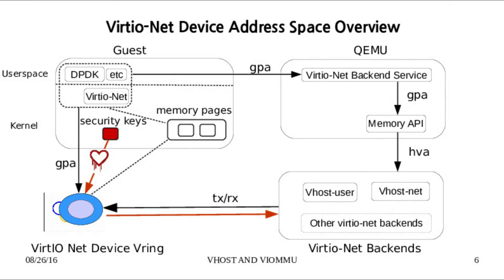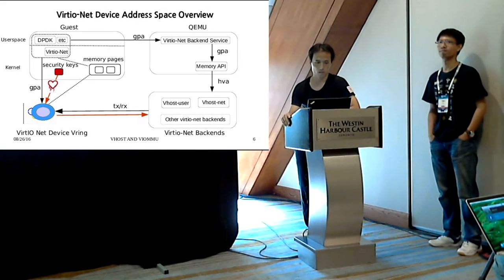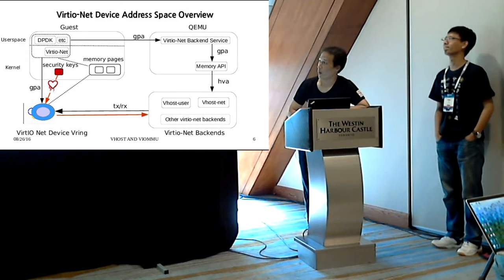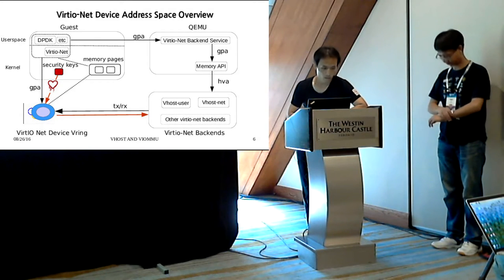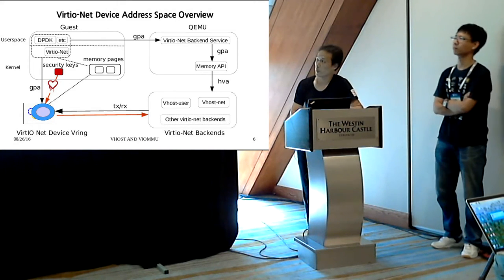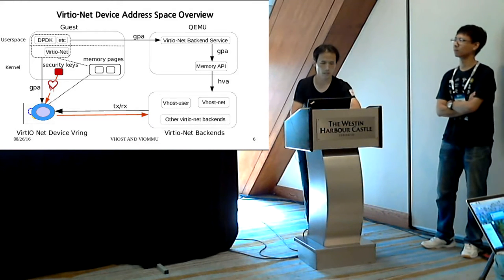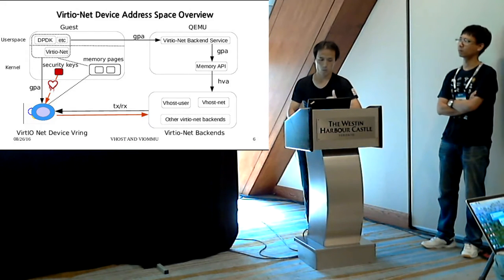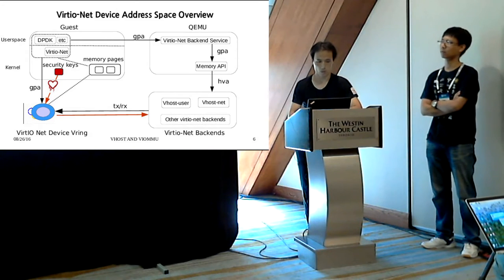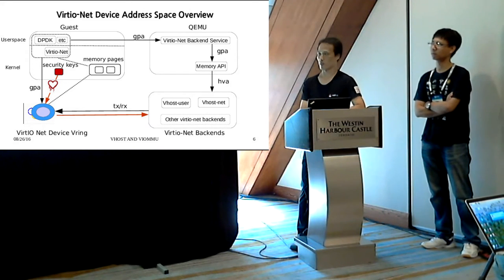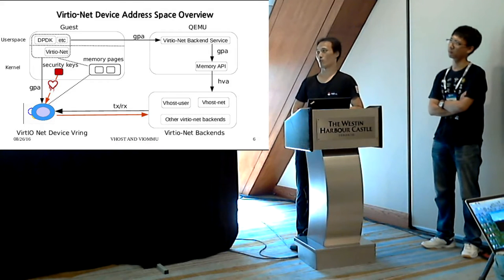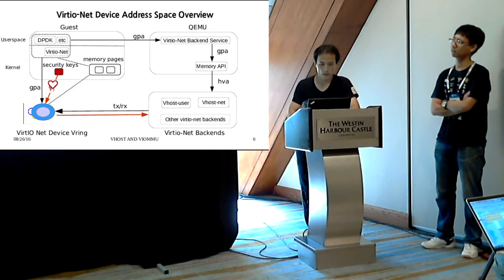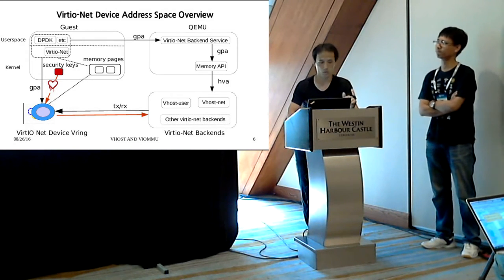Let's have a look at the current device address space overview. We can start from the top left part, which is the guest. We can see a virtual net device driver, which can also be a DPDK driver running inside user space, or a native virtual net device inside the kernel, or other device drivers maybe. The memory pages here are going to be used by the vRing.